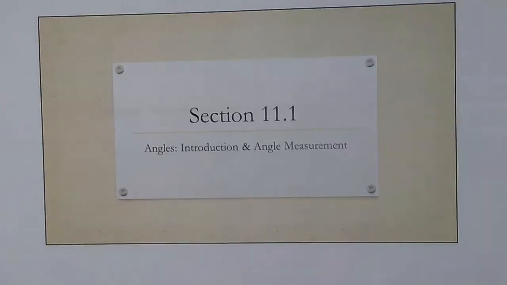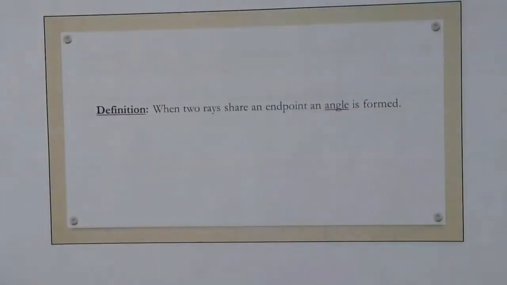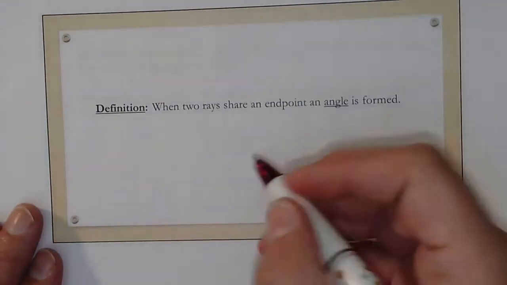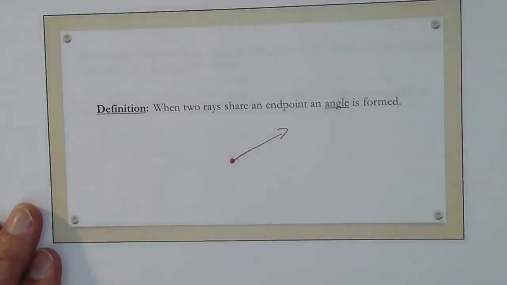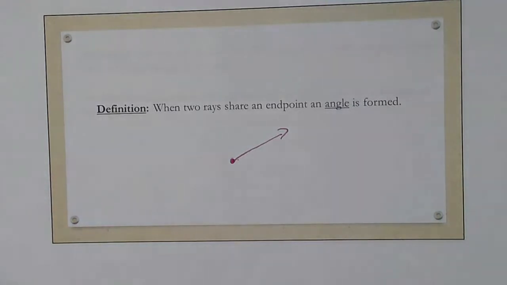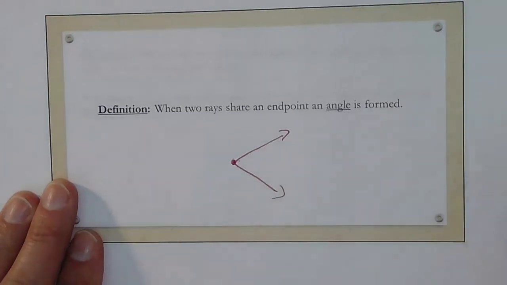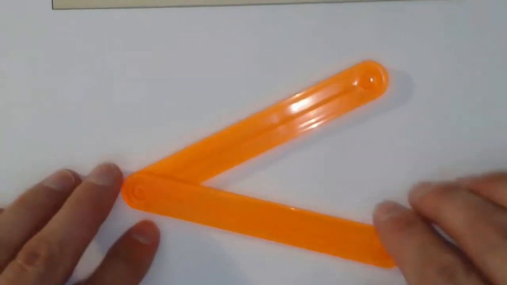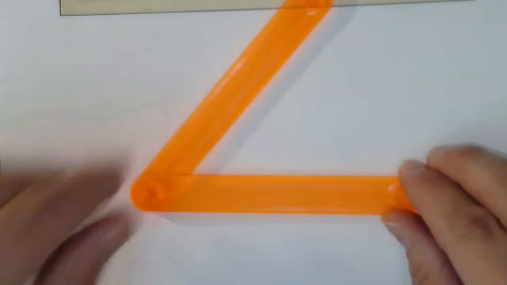Let's look at some angles and the measurement of angles. So the first thing that we need to look at is, remember we talked about rays. Rays were those things that had an end point and continued forever. Well, two rays will create an angle. Now those angles can change. So like here are two rays, and those angles change.